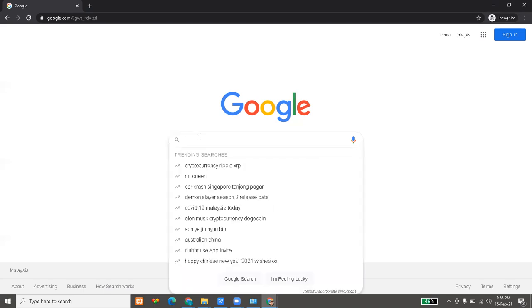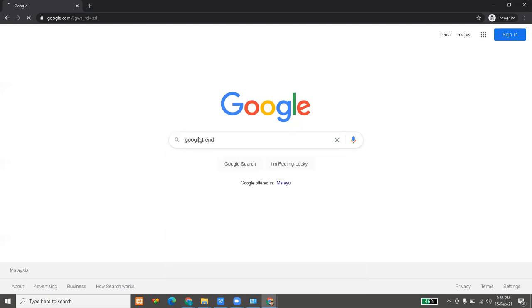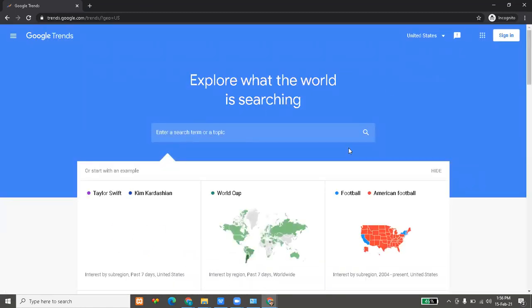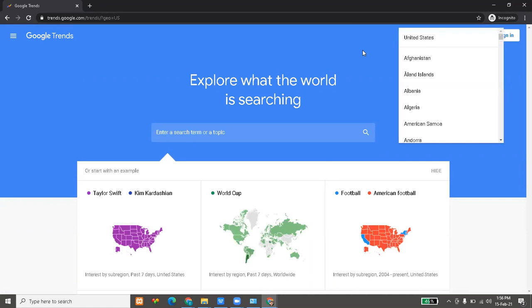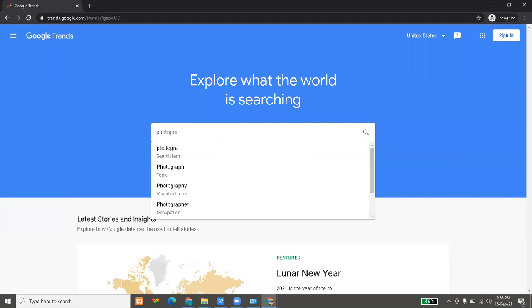But before I do that, I will need to go to this tool first, this thing called Google Trends. I'll be sharing a few tools on this too, so that you can actually try out and do your own research. Just how you saw Google Trends, you search, and it can be filtered by the country, depending on where you are. So let's say I want to know about photography.